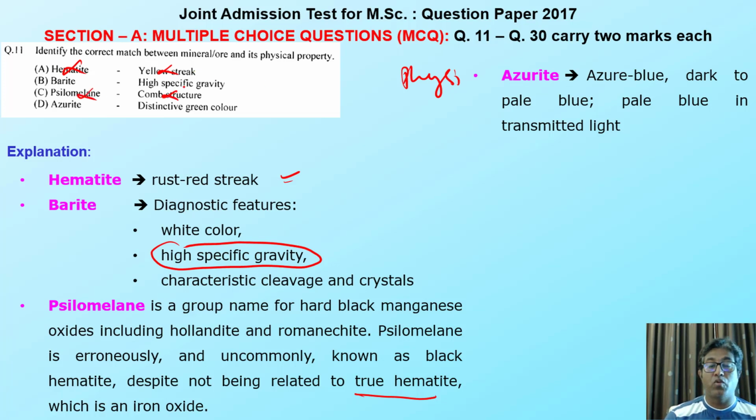Psilomelane shouldn't be comb structure. Azurite: what is azurite? Azurite came from the azure blue color. The mineral has an azure blue, dark to pale blue color in transmitted light, so it is not related to green color. So my option is barite, having high specific gravity. So you have to go through this Rutley book and identify the characteristic properties related to a particular mineral.